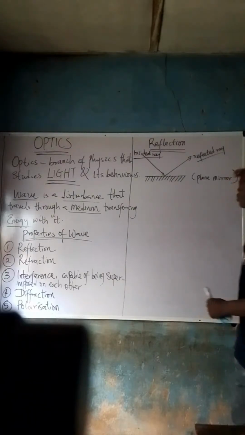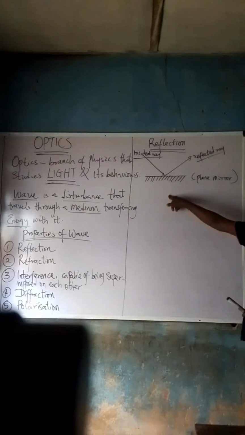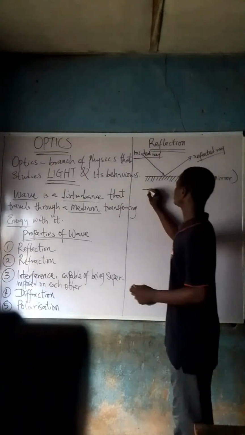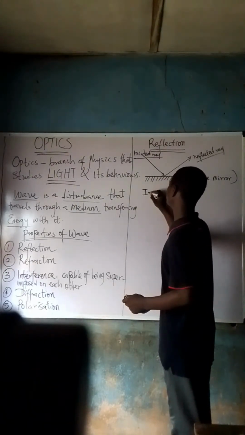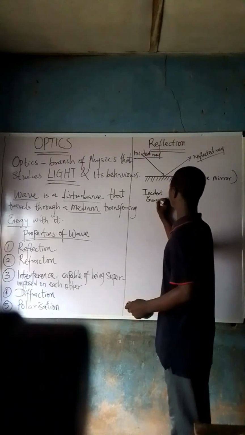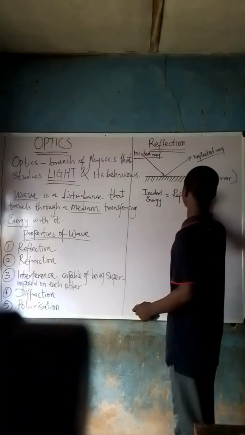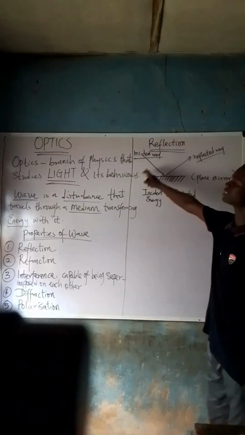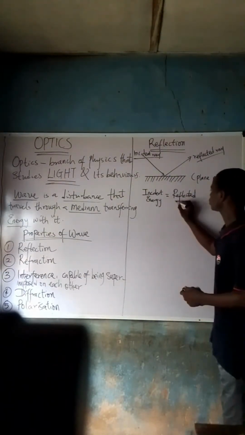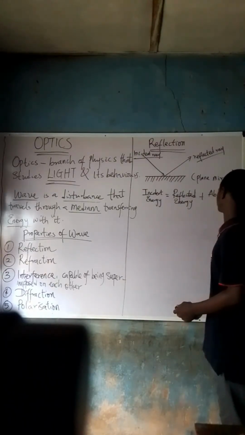Now, I must also tell you some facts here. It is not all of the energy that was incident on this surface that gets reflected. Some of it will be absorbed. So incident energy will be equal to reflected energy, because we are talking in terms of the energy the rays are carrying, the energy that the light wave is carrying. It will be equal to the reflected energy added to the energy that was absorbed.